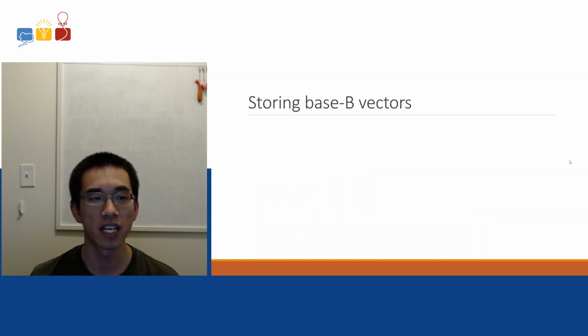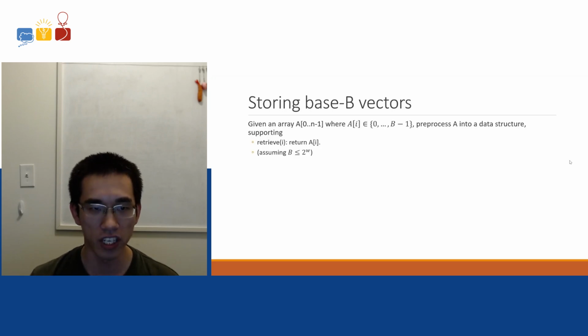And from now on, let's look at a different problem. This problem is called storing base-b vectors, and it was studied more recently. So let's look at what this problem is. In this problem, we're given an array A of size n, where each entry is not a bit anymore. It is from a larger alphabet of size b, between 0 and b minus 1. And we would like to preprocess this array into a data structure supporting retrieval queries. In each query, we get an index i, and we just want to know what A[i] is.